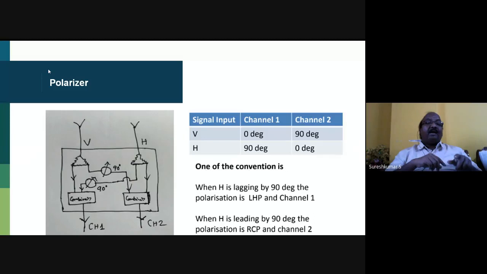So when you combine V polarization directly and H polarization with a 90 degree phase shift, you get channel one polarization, and the other way is channel two. This is how you convert the linear polarized signal received by the feed into circular polarized, right circular and left circular polarization, with the polarizer. This is the reason for putting a polarizer immediately after the feed and before the LNA. Certainly the noise increases because there is a lossy component before the LNA.